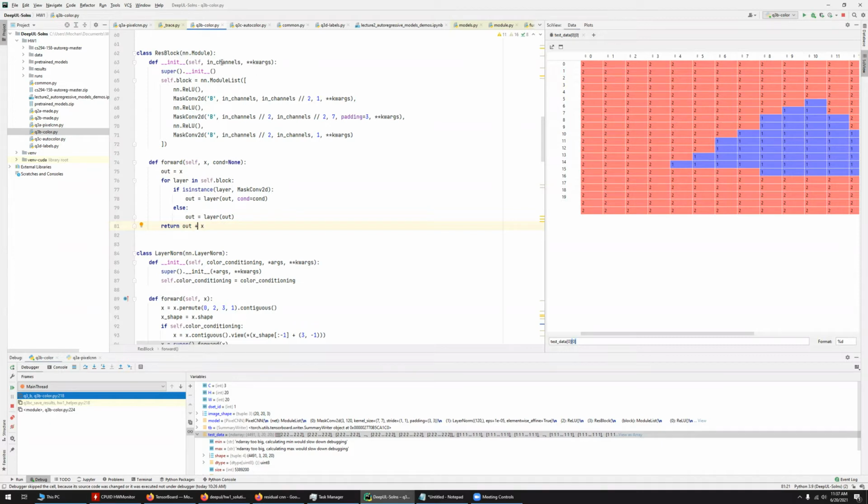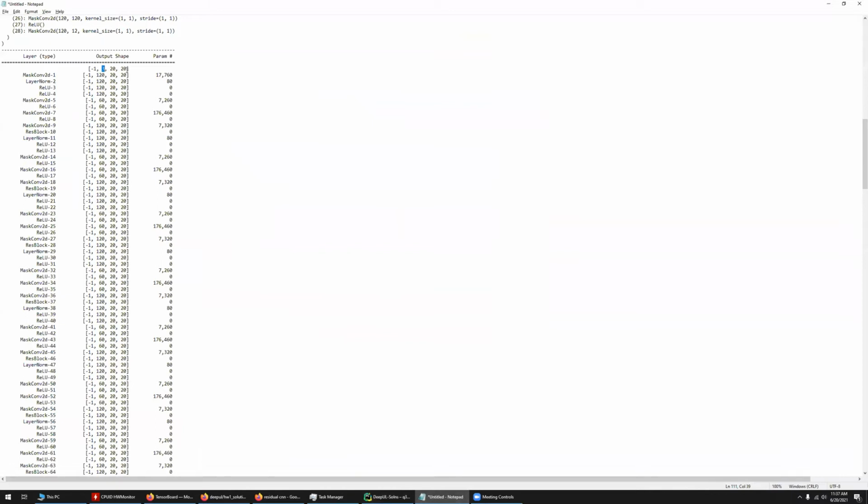So here the input is 3. Or the input, I should go back here. The input is 3 by 20 by 20. So they're 3 completely independent channels, and there are 3 different masks, which will mask all RGB at the same time. So we'll process the whole pixel at the same time.